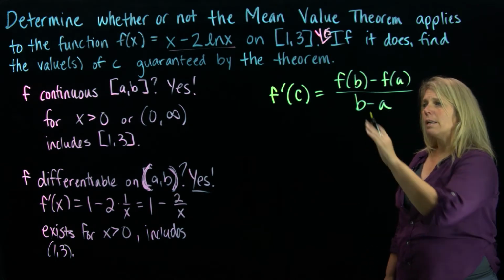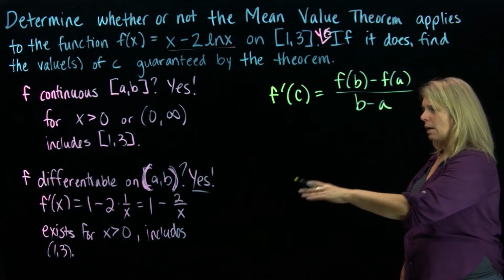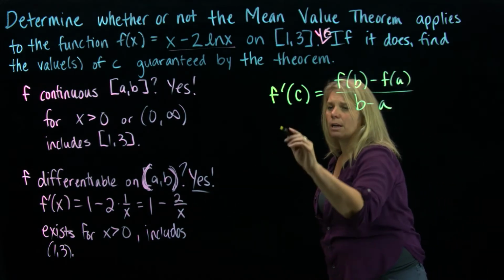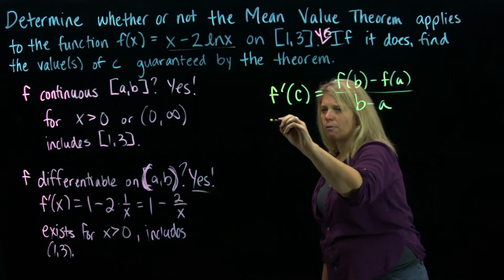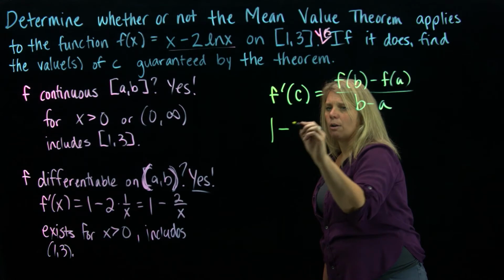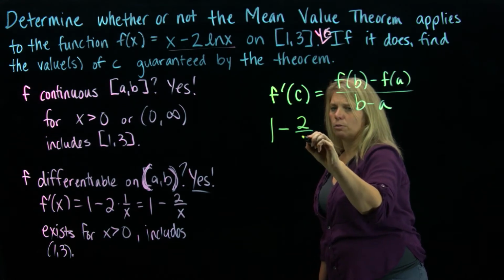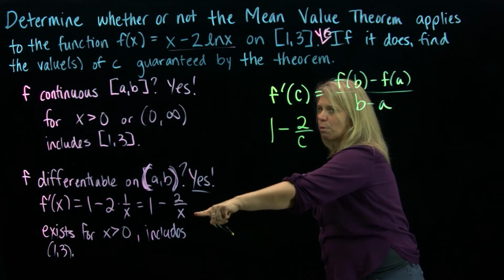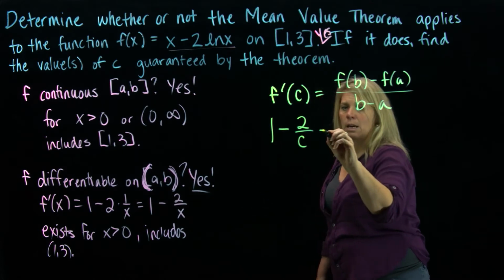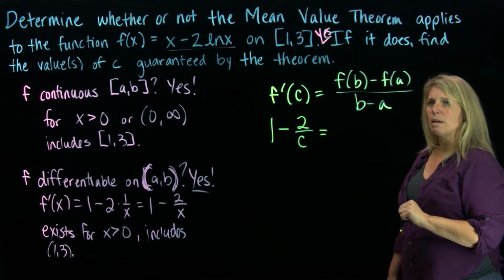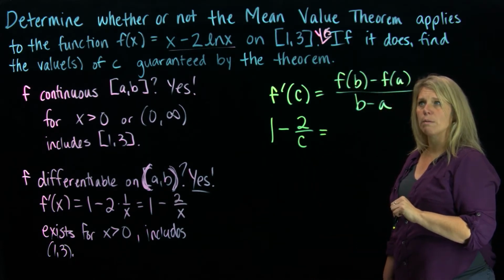All right, so we need to find c. We're going to have our derivative. We found that over here. I'm going to put a c there for my unknown. So 1 minus 2 over c. That's my f prime of c. And that's going to equal f of b minus f of a over b minus a.